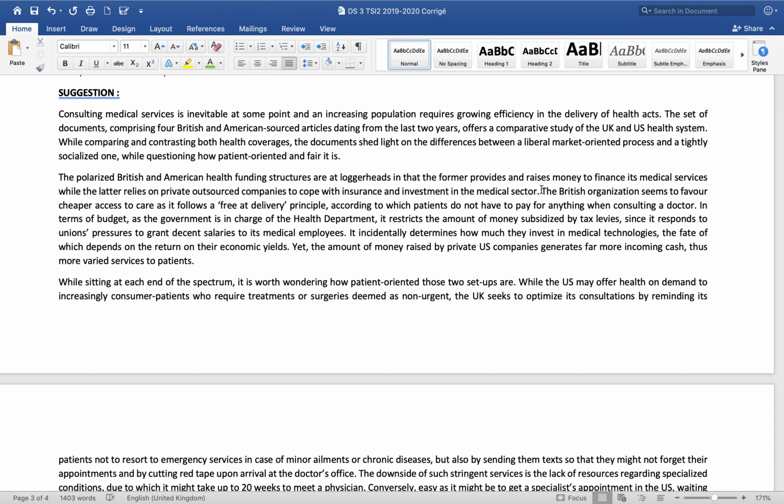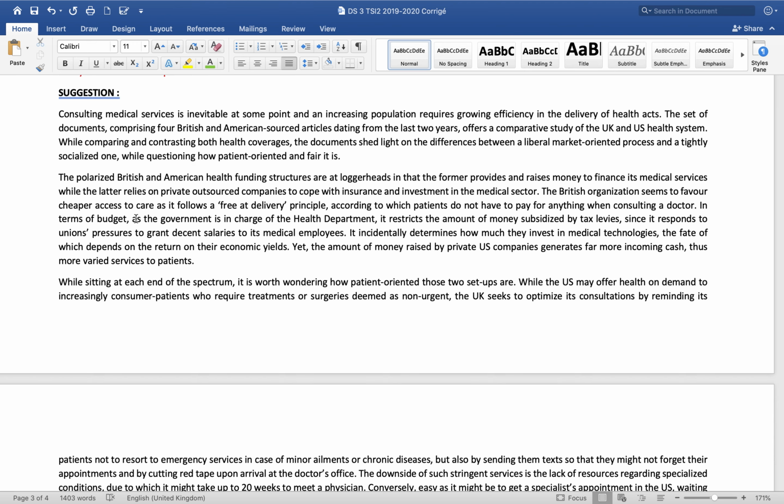Now, so I carry on my explanation. The British organisation seems to favour cheaper access to care as it follows a free at delivery principle, according to which, so I'm explaining what the free delivering principle is, patients do not have to pay for anything when consulting a doctor. Okay. Now, in terms of budget, so I've explained how it works. Now I explain the budget.